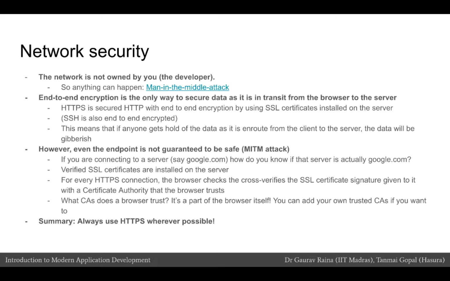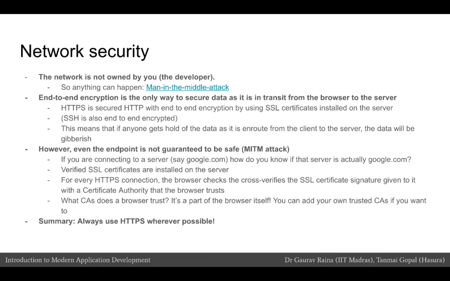The only way to protect ourselves, despite the fact that the network is not owned by us, is to ensure that there is end-to-end encryption between the client and the server. HTTPS is secured HTTP, which means that HTTPS is basically HTTP but with end-to-end encryption, so that if the network in the middle is compromised, or if somebody is trying to read our traffic in the middle, they can't read that data because the data is encrypted. The browser creates an HTTPS connection and is able to encrypt data to send to the server by using SSL certificates that have been installed on the server.